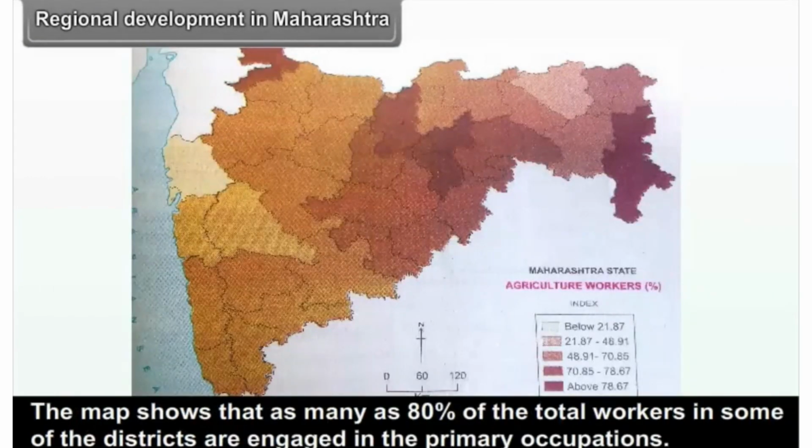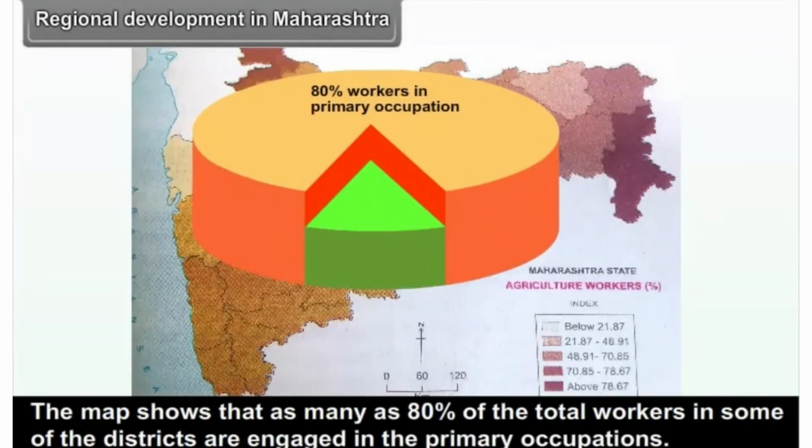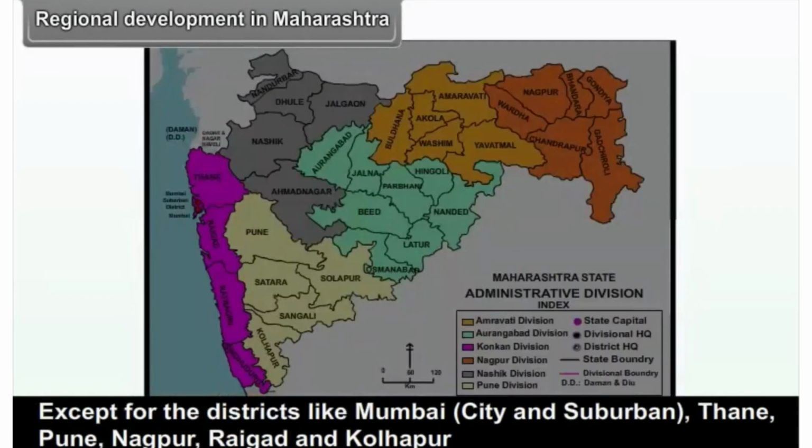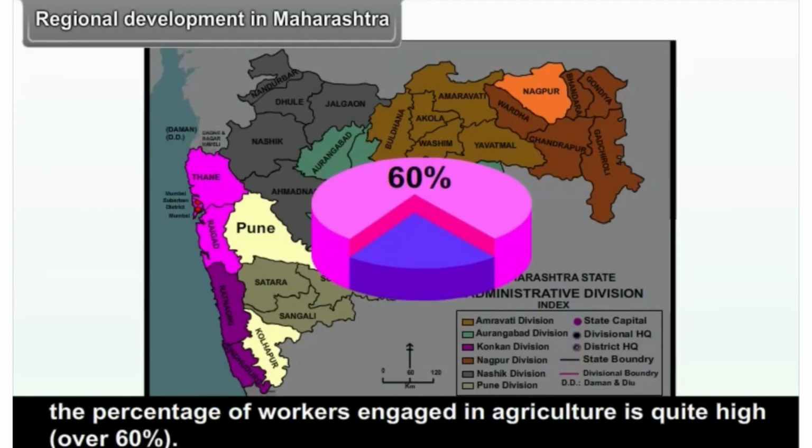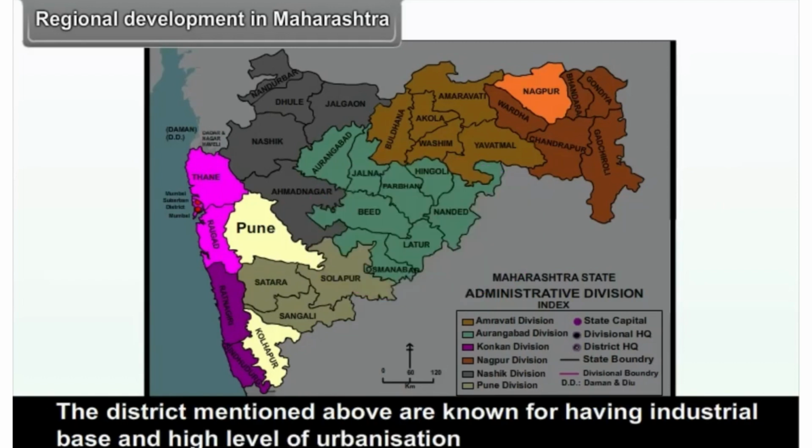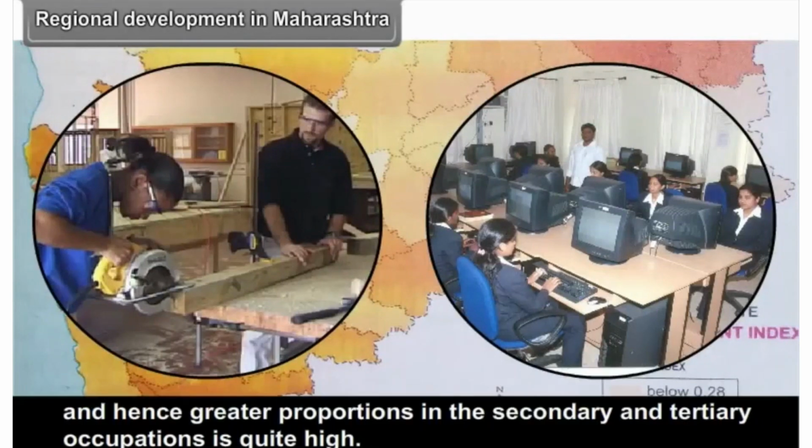The map shows that as many as 80% of the total workers in some of the districts are engaged in the primary occupations. Except for the districts like Mumbai, city and suburban, Thane, Pune, Nagpur, Raigad and Kolhapur, the percentage of workers engaged in agriculture is quite high, over 60%. The districts mentioned above are known for having industrial base and high level of urbanization, and hence greater proportions in the secondary and tertiary occupations is quite high.